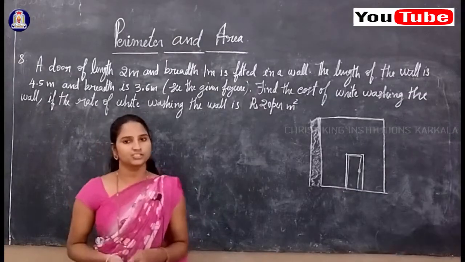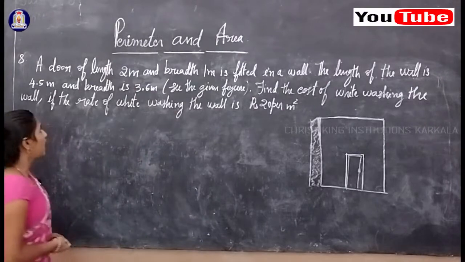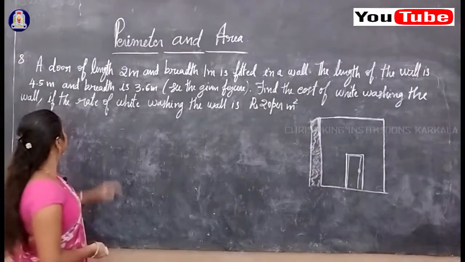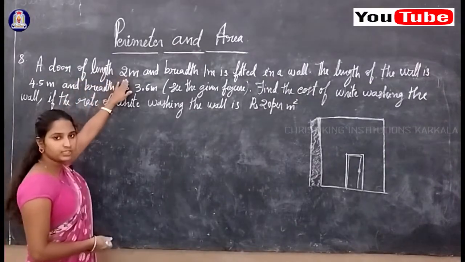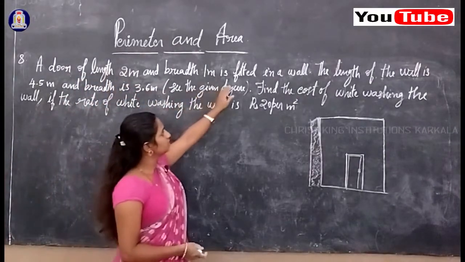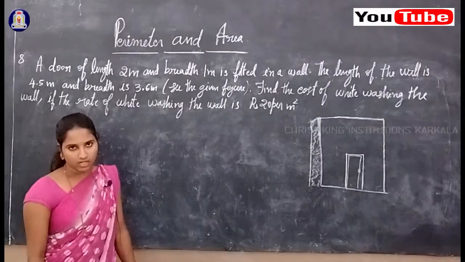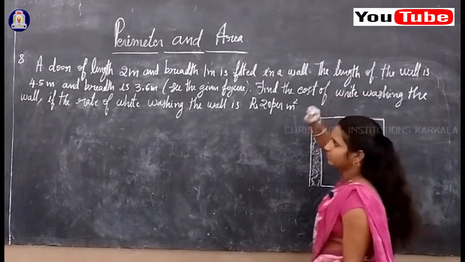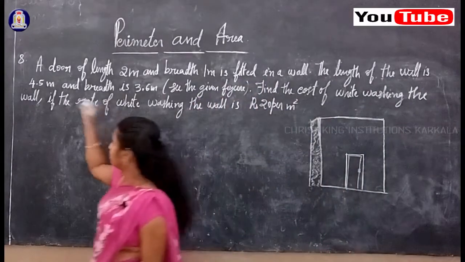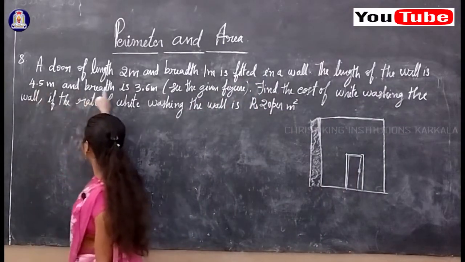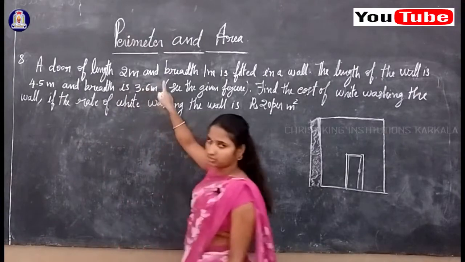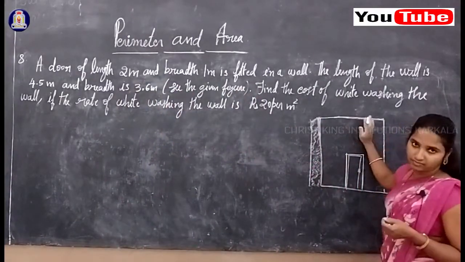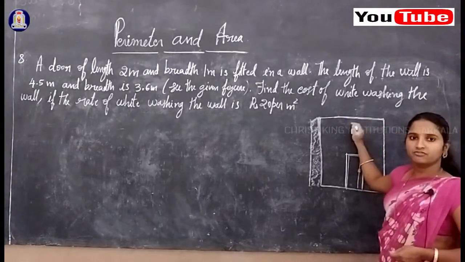The next question: a door of length 2 meter, breadth 1 meter, is fitted in a wall. The length of the wall is given, 4.5 meter, and breadth is 3.6 meter. See the given figure. In the textbook one figure is given, so in the question already the figure is given.